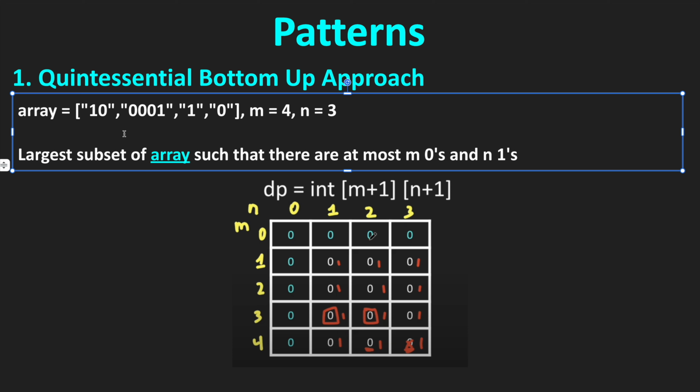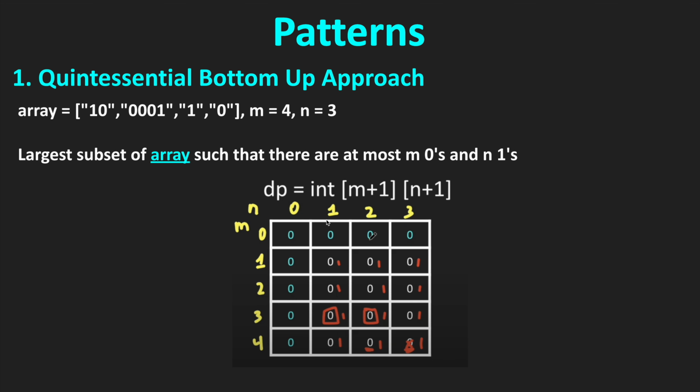So which means that we need to take from this array a subset that will have at most m zeros and at most n ones, right? So for that, it's obvious that we need to consider all scenarios, and we need to solve a subproblem and build up to our solution, right? So what we do here is we are creating a two-dimensional array, where the x-axis represents n, right? And the y-axis represents m.